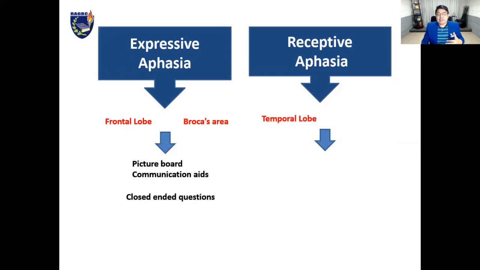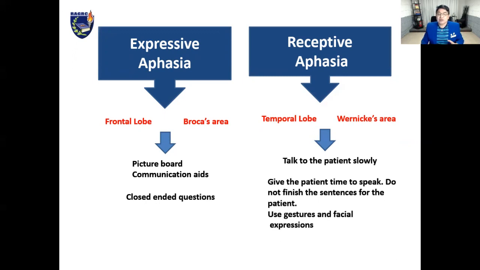If the patient is having receptive aphasia, this reflects an impairment in the temporal lobe, where your Wernicke's language area is. That's the area where information is processed so that you'll be able to understand it. Now, if the problem is receptive aphasia, talk to the patient slowly. Give them time to digest what you're saying. Don't try to finish off the sentences for the patient. So give the patient time to speak. Do not finish the sentences for the patient, and you may use gestures and facial expressions to communicate with the patient. So in both instances, whether you have expressive aphasia or receptive aphasia, the priority would definitely be communication, okay?